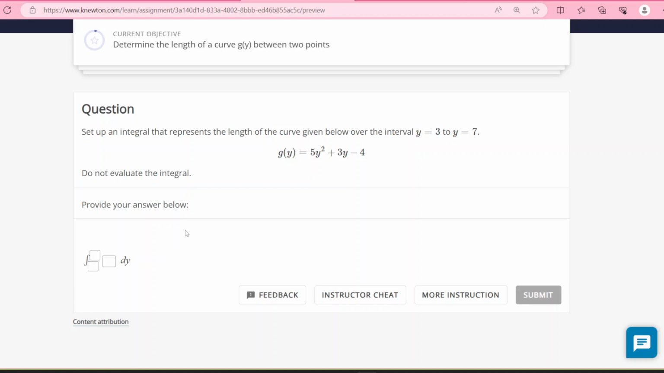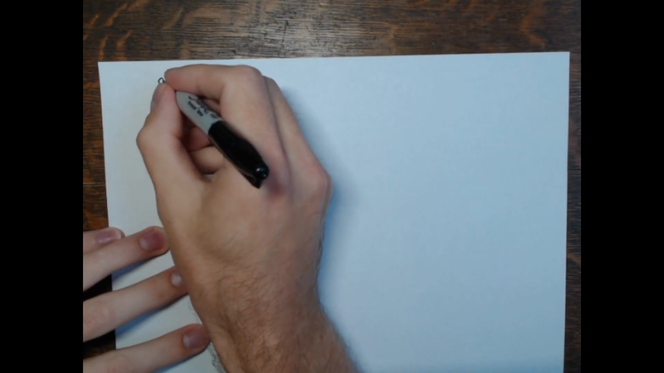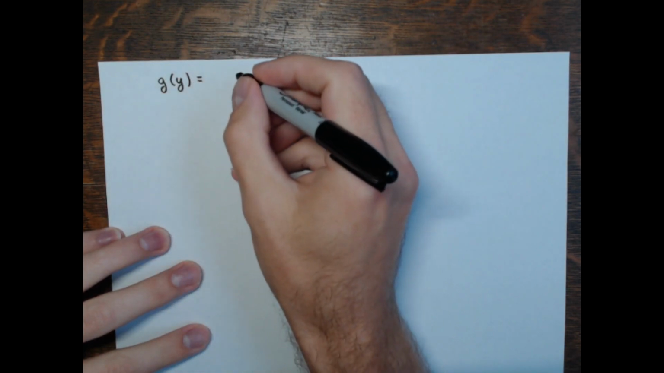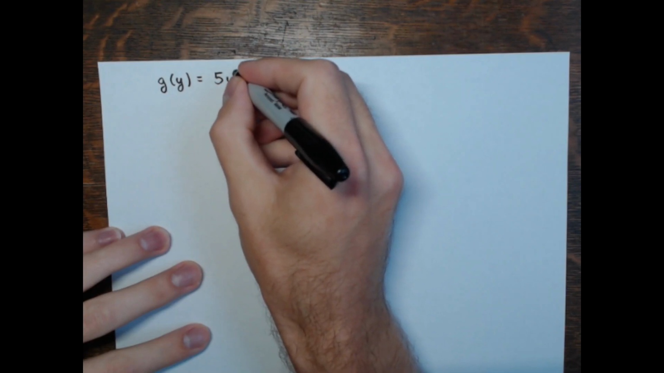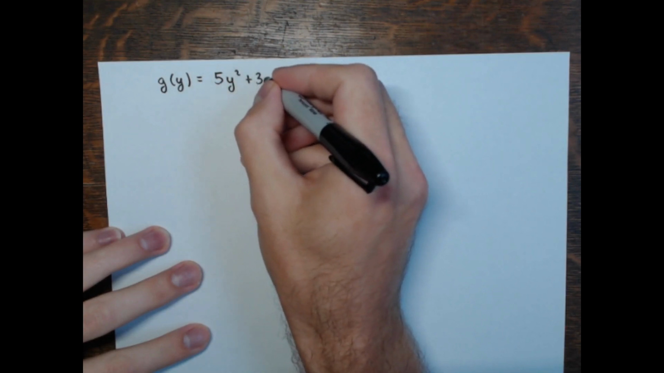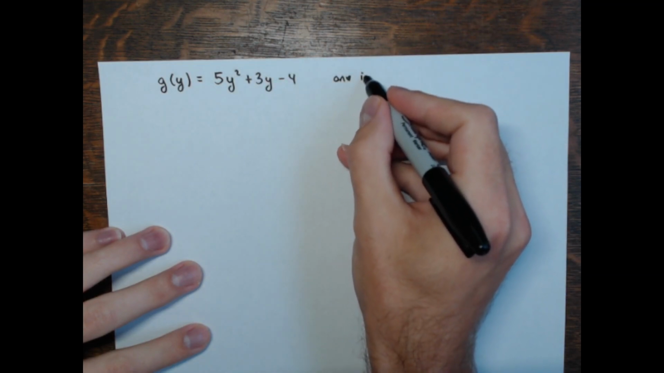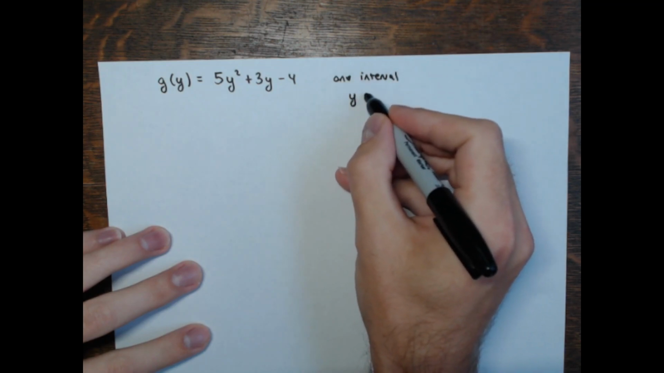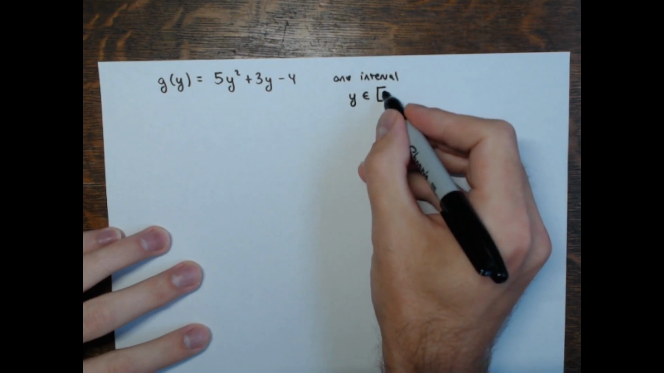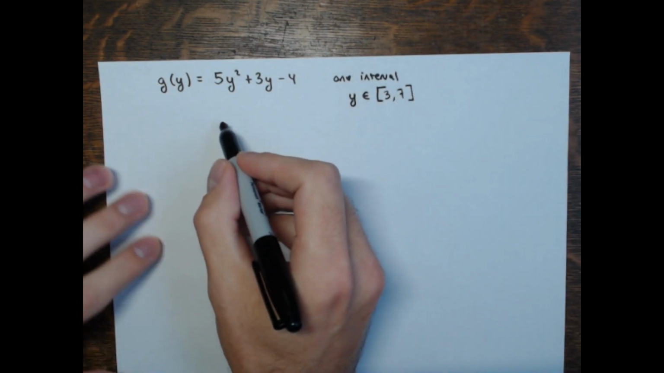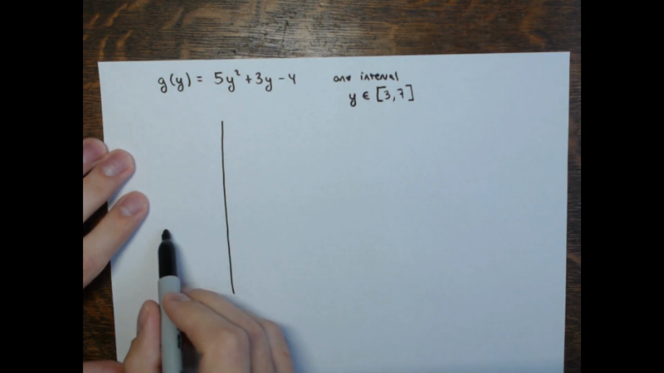All right, so you could draw this curve. The thing is, though, you don't really need to draw it. I know I drew it for the first question, but we're given this curve here, x of y equals 5y squared plus 3y minus 4, on the interval y belongs to 3 to 7. So I'll draw a very, very rough sketch.